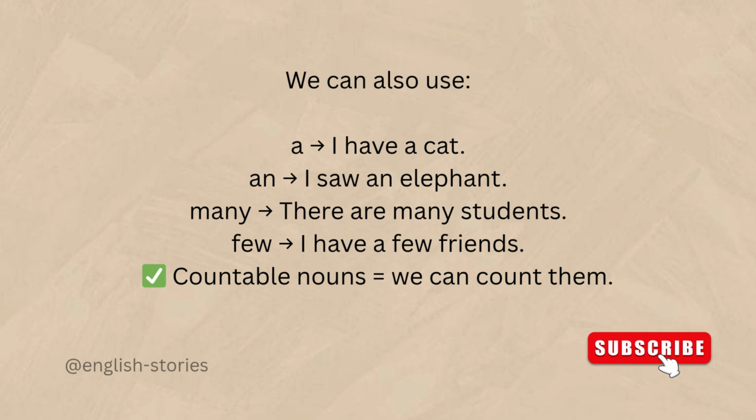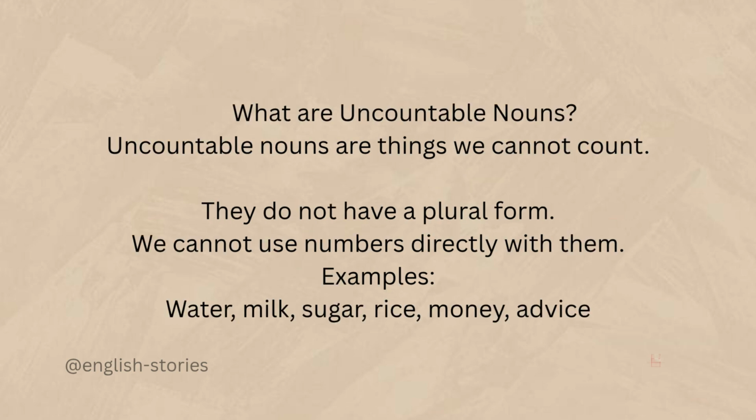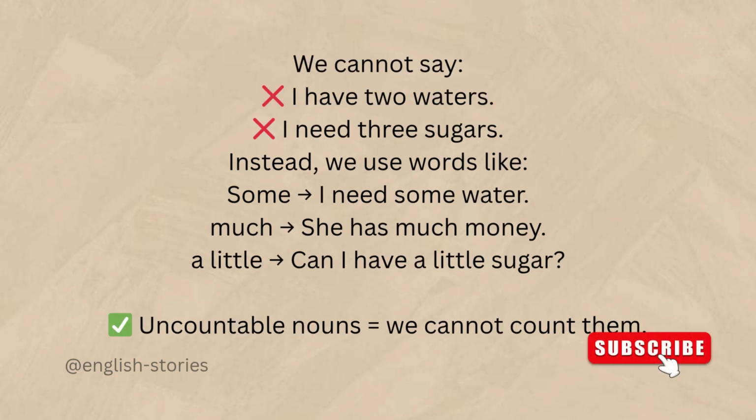What are uncountable nouns? Uncountable nouns are things we cannot count. They do not have a plural form. We cannot use numbers directly with them. Examples: water, milk, sugar, rice, money, advice. We cannot say, I have 2 waters. I need 3 sugars. Instead, we use words like some: I need some water.